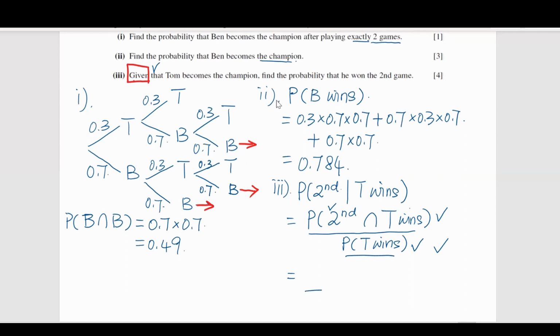Now, let's see the numerator. We are looking at the intersection of these two events. The first event is that Tom wins the second game, and the second event is that Tom wins, which means Tom becomes the champion. So Tom must win 2 games. So we look for the outcomes where Tom wins. Where are the outcomes that Tom wins?